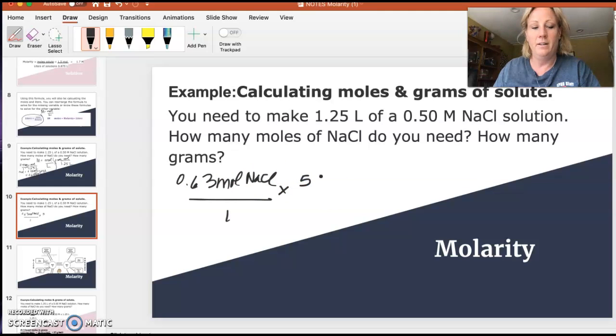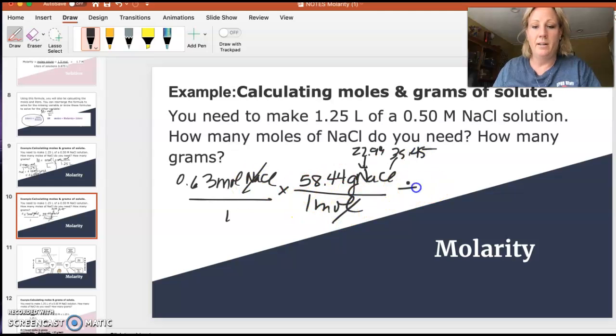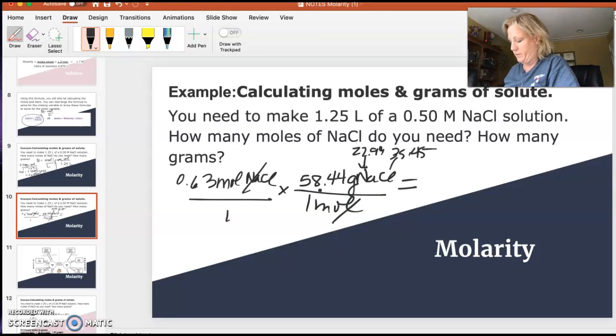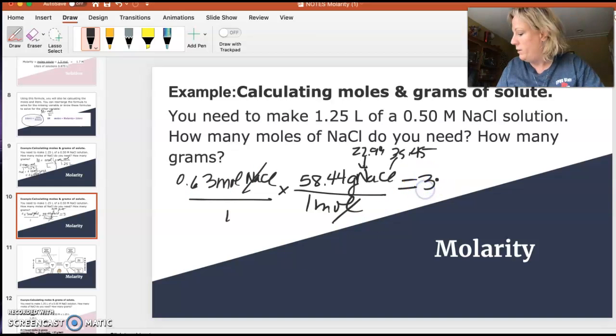58.44 grams of sodium chloride. Remember, that was by getting the 22.99 and 35.45 from the periodic table per 1 mole. So the moles cancel, so you're just multiplying 0.63 times 58.44, and you end up with 37 grams, rounded to 2 sig figs.